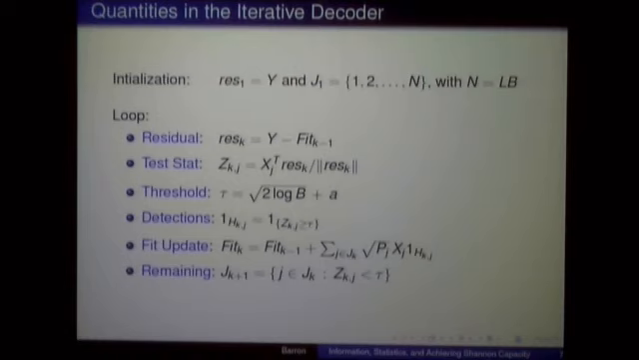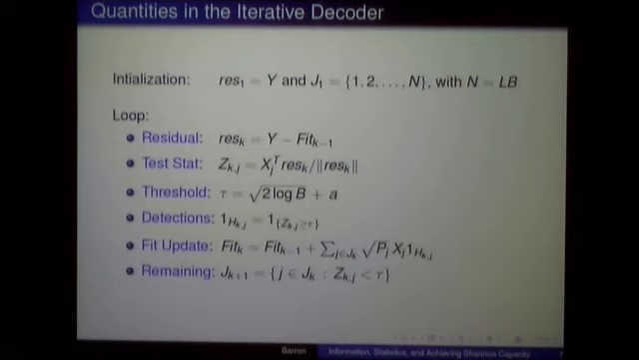Quantities that arise in the study, or in the decoder, the algorithm: you initialize with the residual 1 equals y, and J1, the set of all columns. You loop through, updating your residuals, forming the test statistic, which is Z_k,j equals the inner product between x and the residuals, normalized. The threshold is square root 2 log b. Sound familiar? It's what it should be, plus some a. We solve for the a that gives the least drop from capacity.